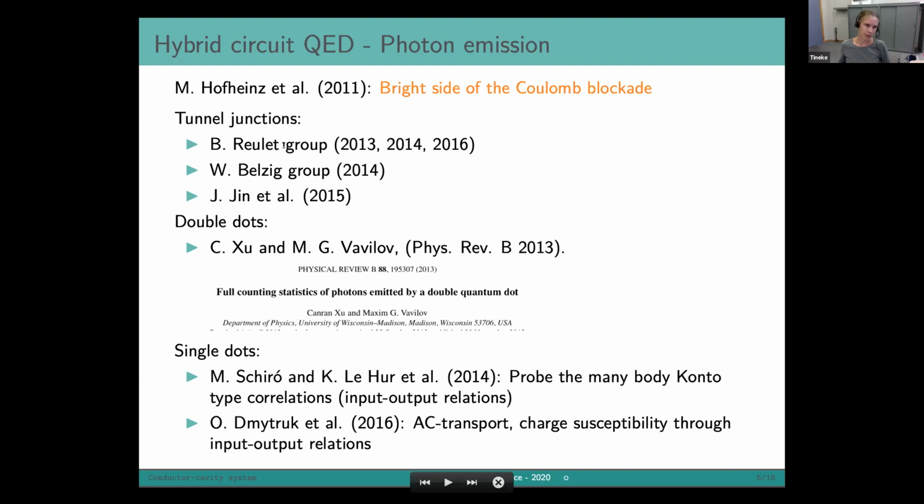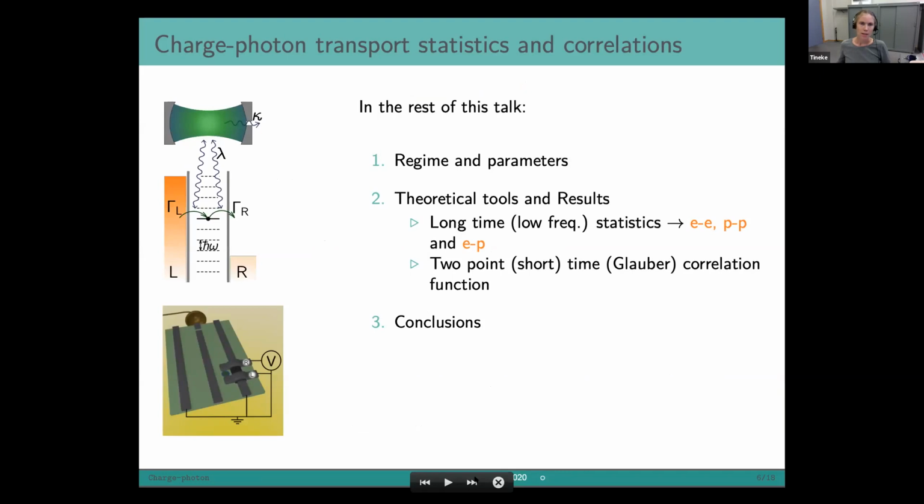There were people who had been working on tunnel junctions, afterward double dots. Especially this paper is rather close to what we were looking at, although it's a double dot and they don't find the same features as we do. And then there are people with single dots, just like what we're doing here. So now in the rest of the talk, I will introduce the system in a bit more detail. And I will discuss the theoretical tools and the results. And I will draw some conclusions in the end.